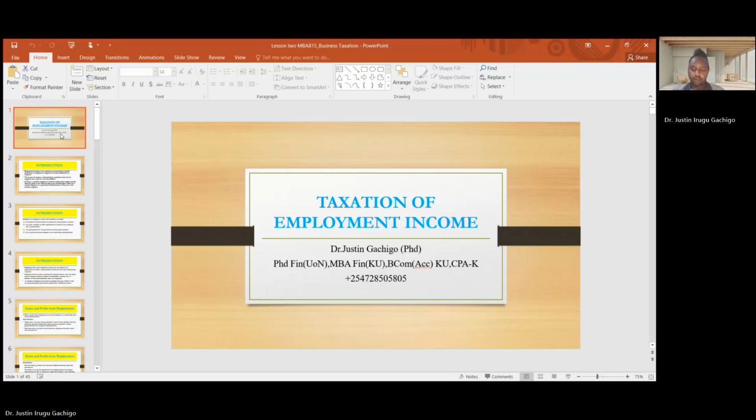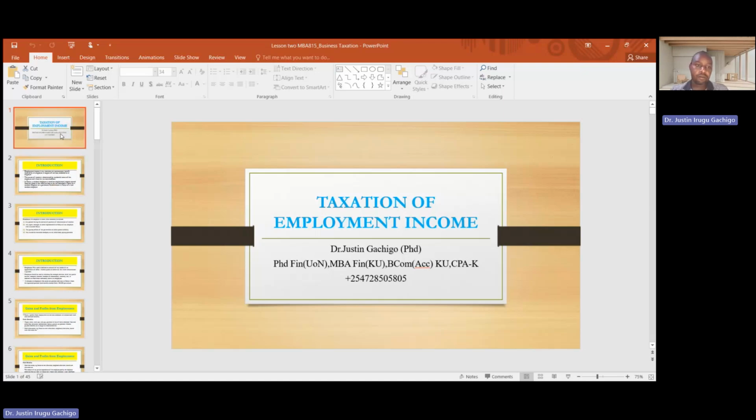Everyone, today we're going to talk about taxation of employment income. As per this particular unit, which is business taxation, we are going to look at taxation of various income, to narrow down to employment income. I am Dr. Justin Gashigo.